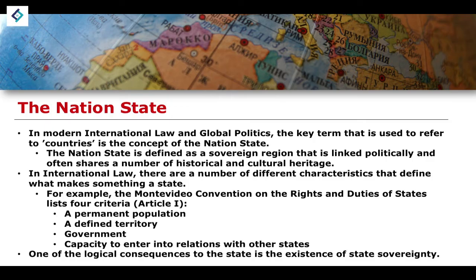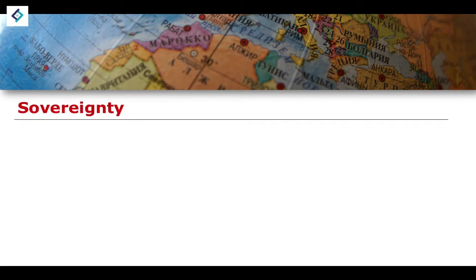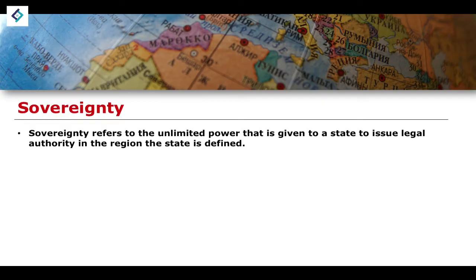Now, with all of these different definitions that we've got swirling around on this page, one of the logical consequences of the existence of the state is the idea of state sovereignty. Sovereignty is a word that we're going to be using a lot in this series of lessons. Of course, we've been talking about sovereignty in A-level politics more generally when talking about, for example, the sovereignty of Parliament, or the sovereignty, if you will, of the US Constitution when we did US and comparative politics. And sovereignty simply refers in this context to the unlimited power that is given to a state to issue legal authority in the region that the state is defined.